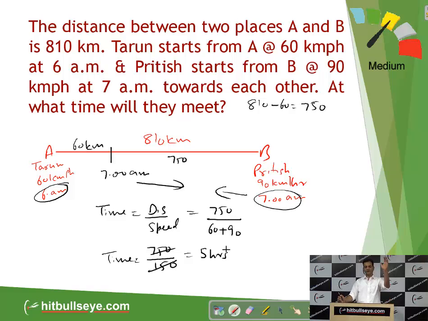And again, if the examiner is asking how much distance they have covered, we know their speed, multiply speed into time, you will find the distance. But in this question, what is he asking? Time. So the answer is 5 hours.